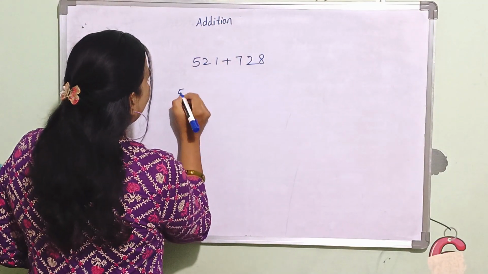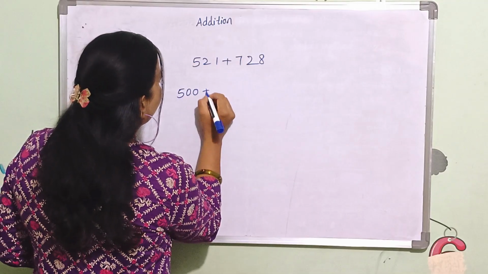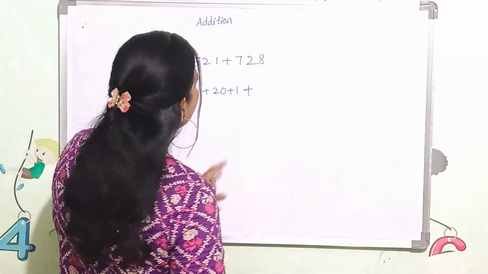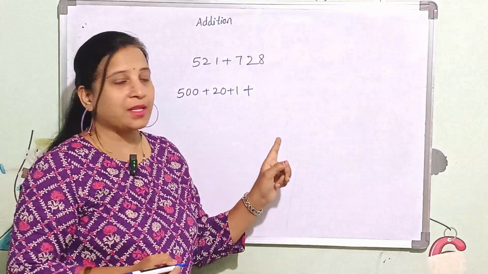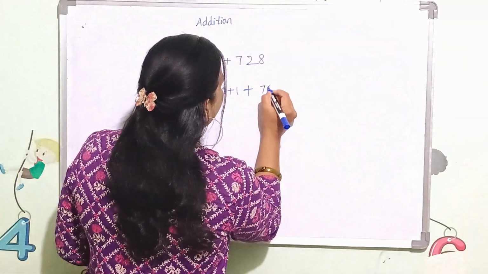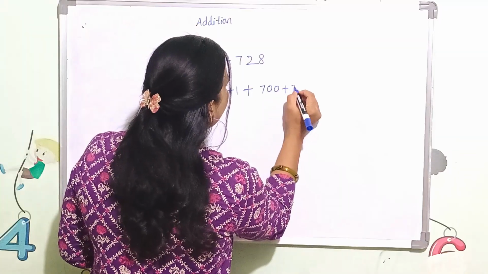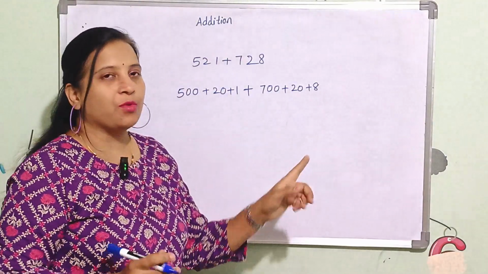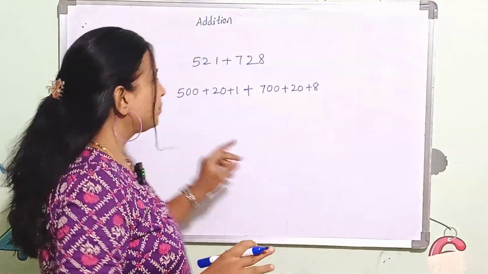521 तो आपको 500 प्लस 20 प्लस 1 ऐसे ही प्लस करना है. फिर 700 प्लस 20 प्लस 8. सो इस तरह से आपको एक्सपांड करना है.